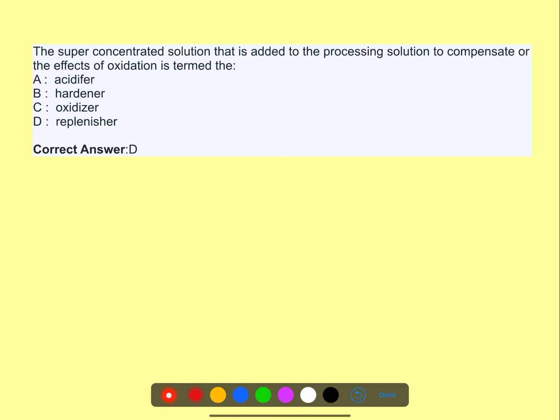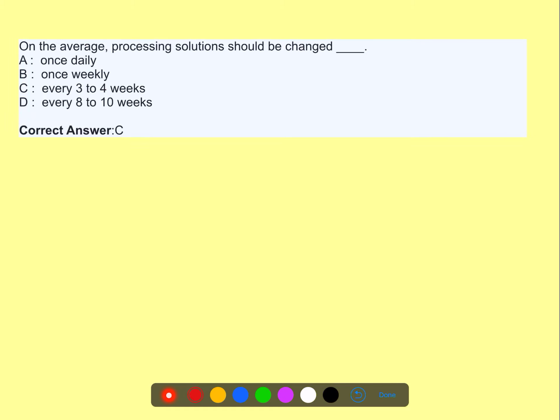The super concentrated solution that is added to the processing solution to compensate for the effects of oxidation is termed replenisher. You have to remember that replenisher is a super concentrated solution. So this replenisher will prevent the oxidation. On the average, processing solution should be changed. So there you have to remember two statements here. Processing solution should be replenished daily, whereas they should be changed every 3 to 4 weeks.